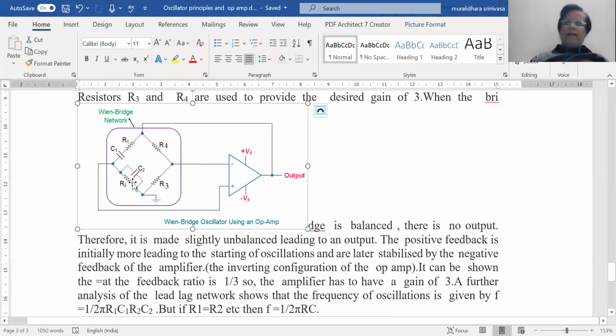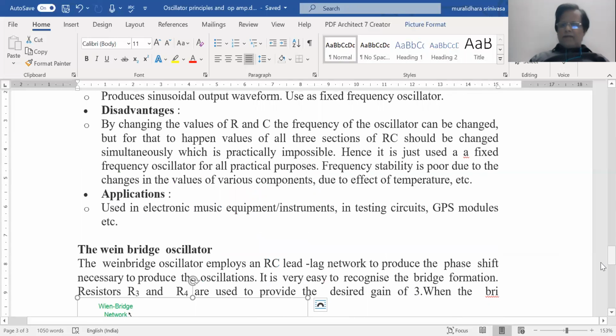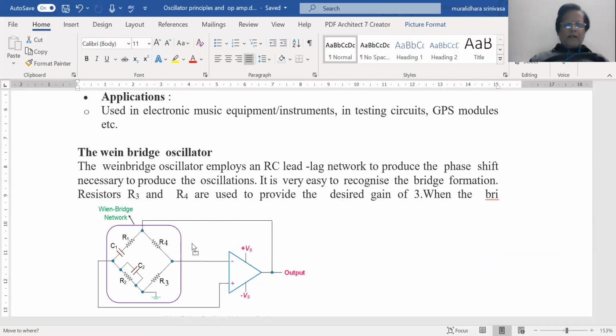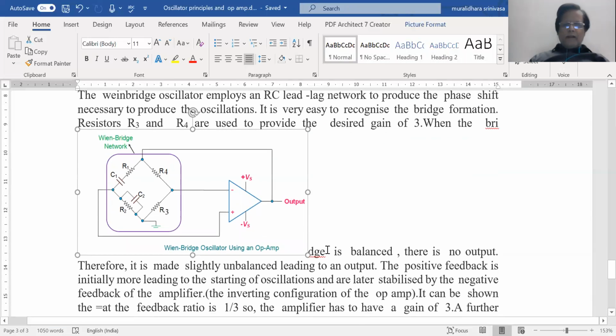This forms a lead lag network at a particular frequency range. In one part of the circuit C1 will be leading, and in the other part of the circuit will lead. You don't have to worry about it. We will simply say this lead lag network provides the necessary feedback and also sets up the feedback ratio, which is actually 1/3.